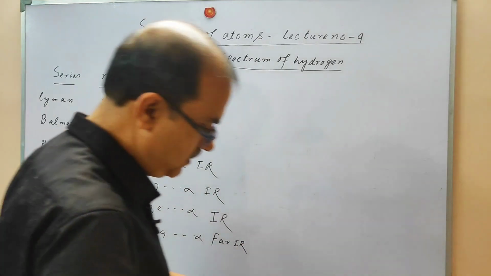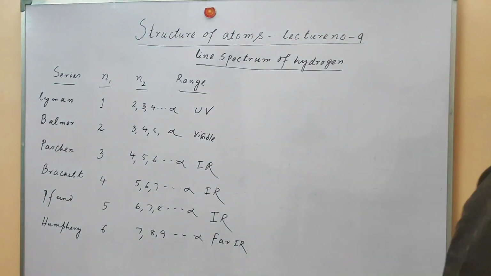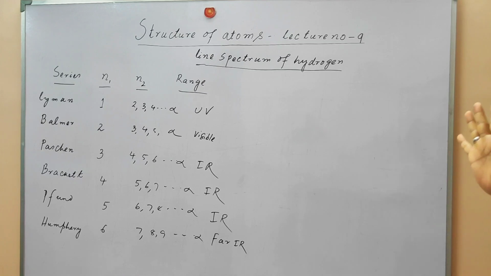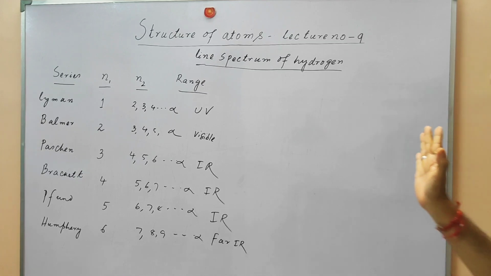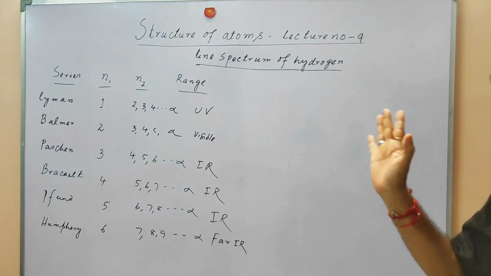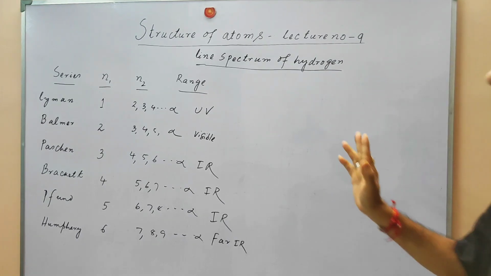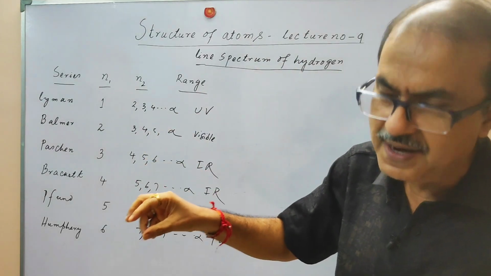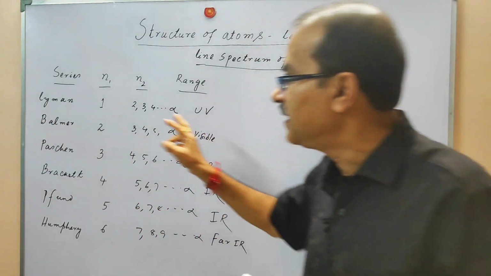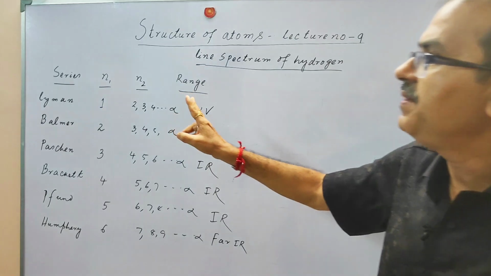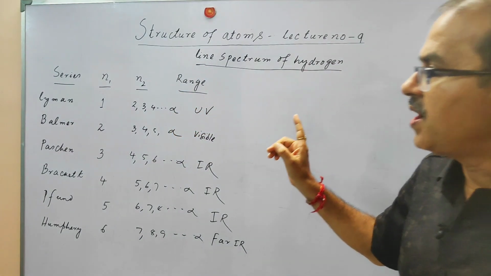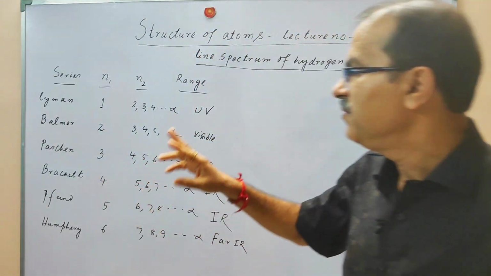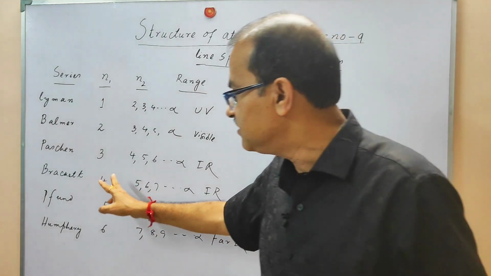So this type of series of lines is produced in the line spectrum of hydrogen. Basically, the lower level, the one the electron jumps back to, remains fixed for a particular series. For the Lyman it will be n equal to 1. For the Balmer it is 2, for the Paschen it is 3, and for Brackett, Pfund and Humphreys it is 4, 5 and 6.